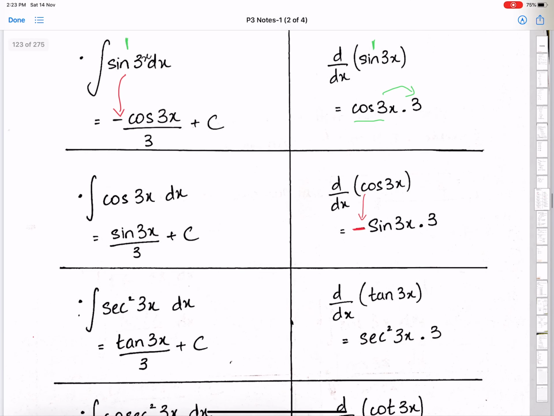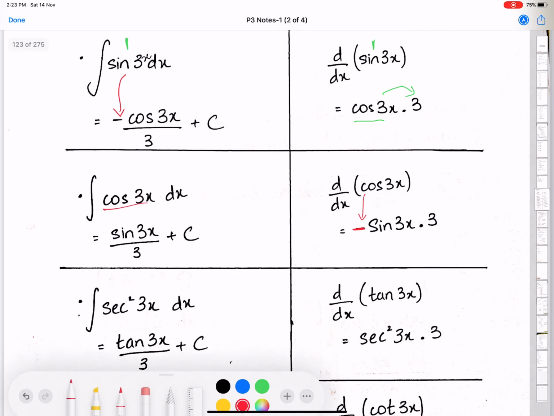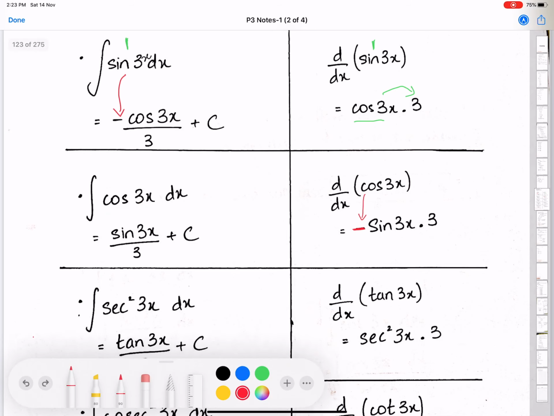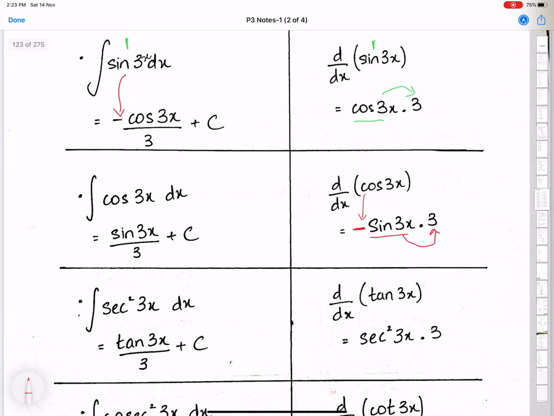Now integration of cos 3x. Before integrating the cos function, we should know the differential of cos 3x. The differential of cos is negative sine 3x times 3. Therefore, its integral would be sine 3x upon 3 plus c.